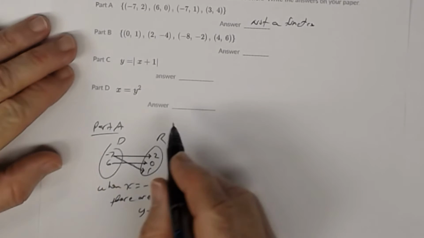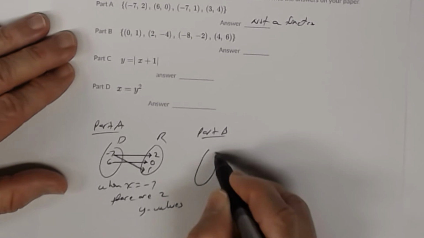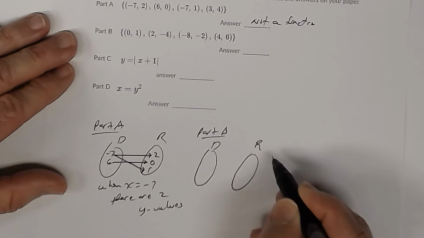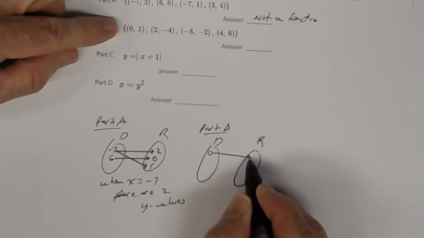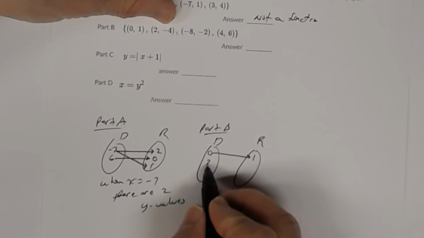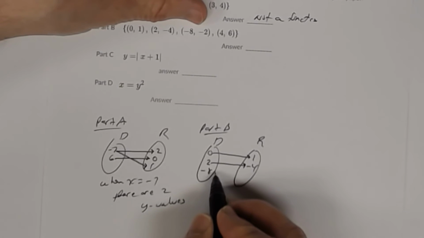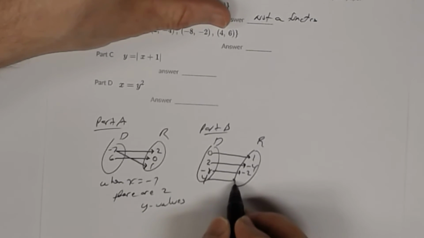Okay? Same thing in part B. So do that same idea. Domain, range in terms of this mapping. That does help. And so when x is 0, my y value is 1. When x is 2, my y value is negative 4. When x is negative 8, my y value is negative 2. When x is 4, my y value is 6.